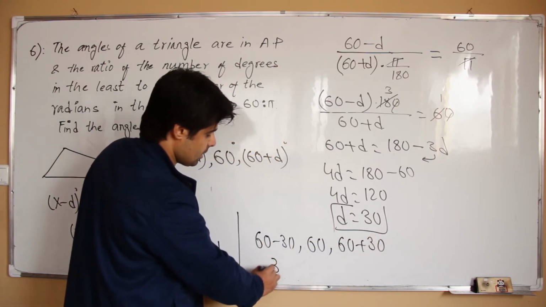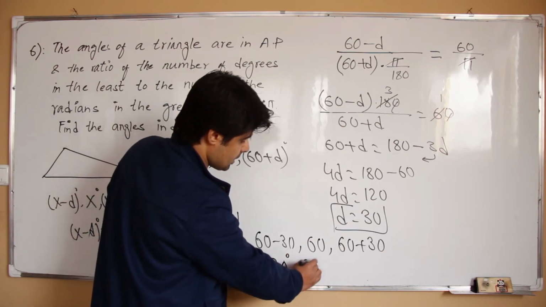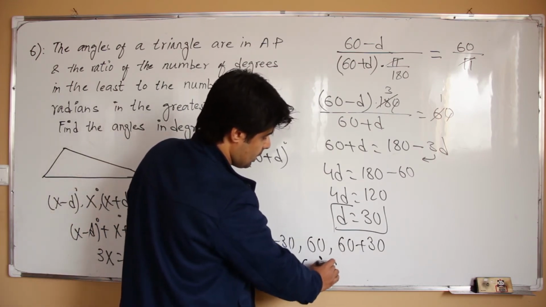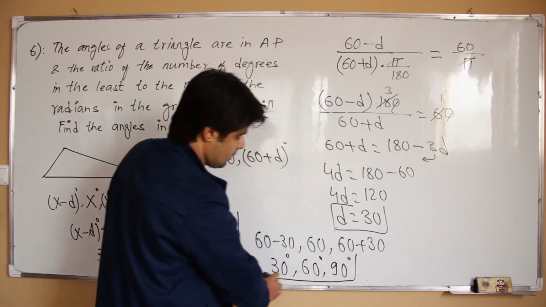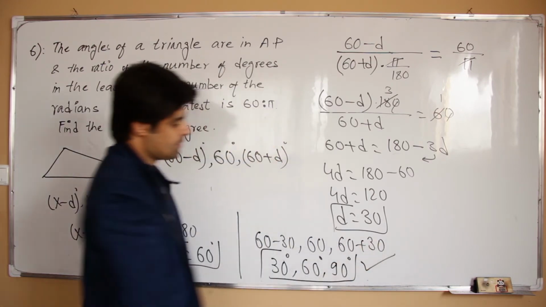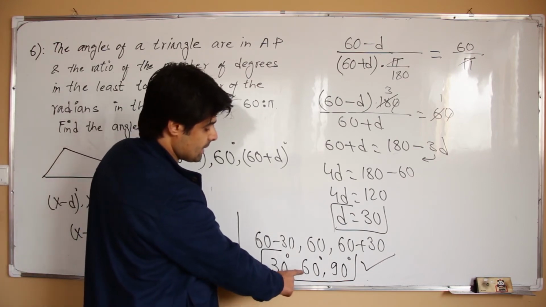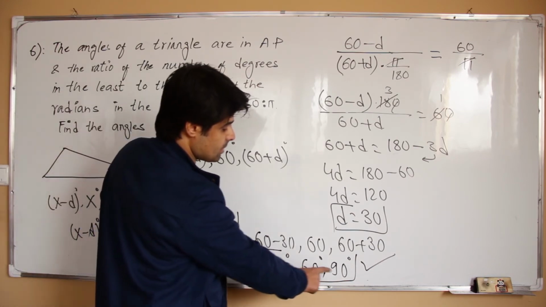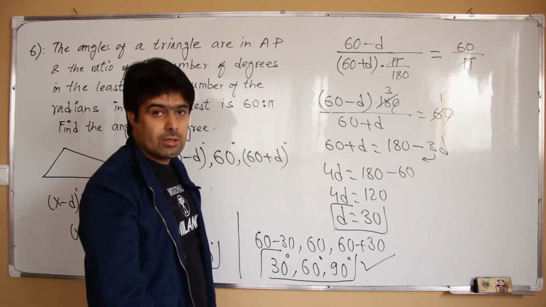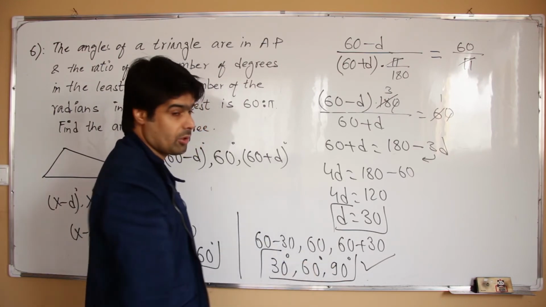60 minus 30 is 30 degrees. The next one is 60 degrees. 60 plus 30 is 90 degrees. These are our angles in degrees, and it is correct. Why? Because from 30 to 60 we have a difference of 30, and from 60 to 90 we have a difference of 30. So it is an arithmetic progression.